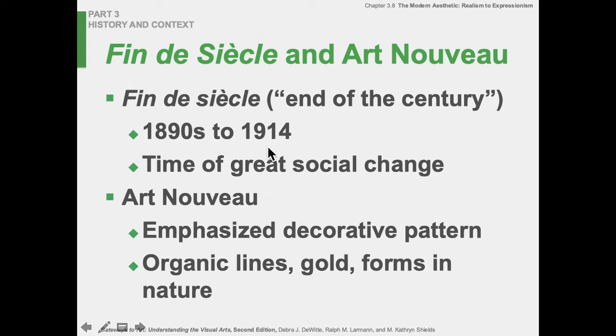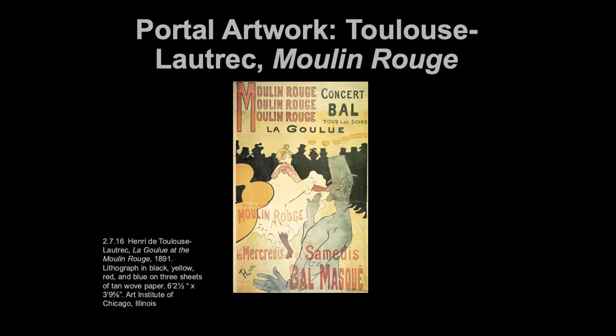Very lush, lots of beautiful imagery. And then Art Nouveau is going to get into decorative pattern and organic lines. So we're getting away from geometric building and things like that. We're looking at Toulouse-Lautrec's piece here, La Goulue at the Moulin Rouge. Moulin Rouge was a dance hall.